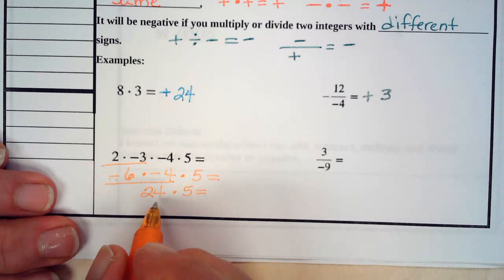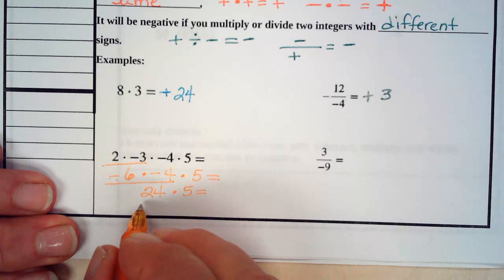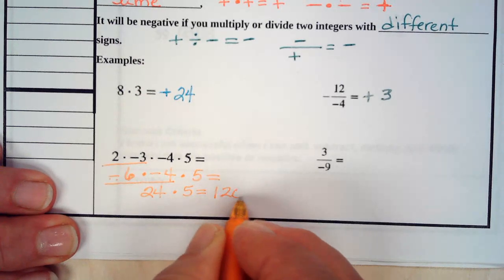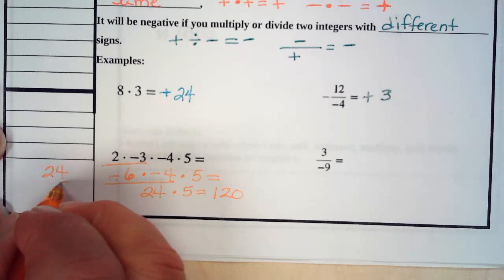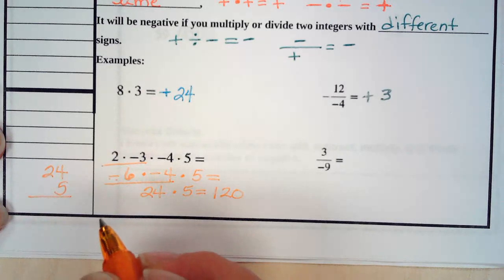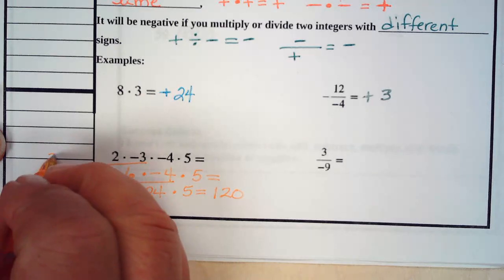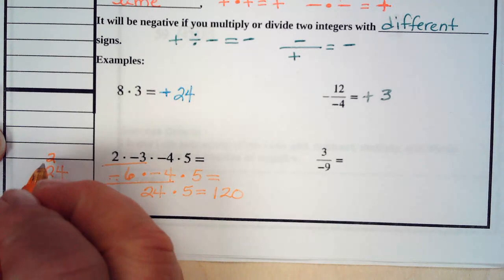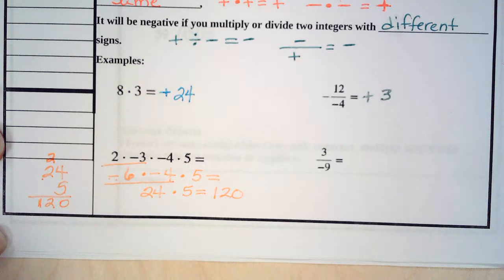But I need to take 5 cents away because I've only got 24 times 5. So that's 125 minus 5 is 120. I could have also set it up like this. 5 times 4 is 20. Carry my 2. 5 times 2 is 10. Plus 2 more is 12. 120 again.